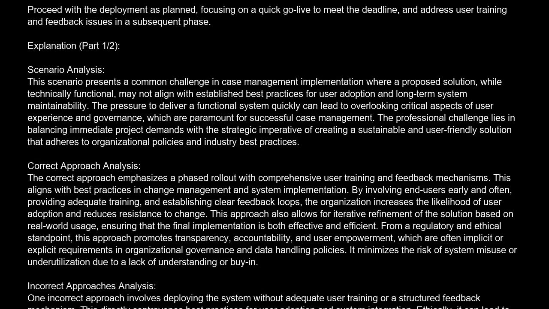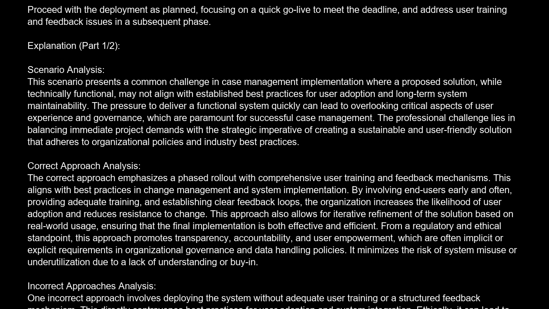Correct answer is D. Proceed with the deployment as planned, focusing on a quick go-live to meet the deadline, and address user training and feedback issues in a subsequent phase. Explanation. Scenario analysis. This scenario presents a common challenge in case management implementation where a proposed solution, while technically functional, may not align with established best practices for user adoption and long-term system maintainability.